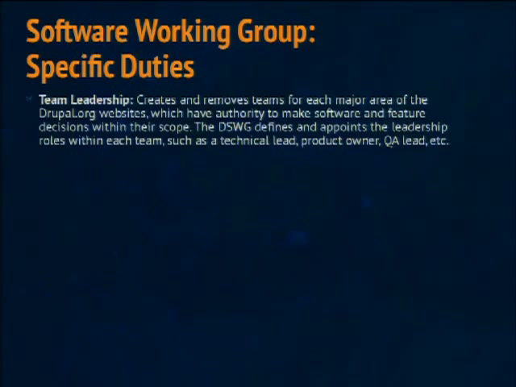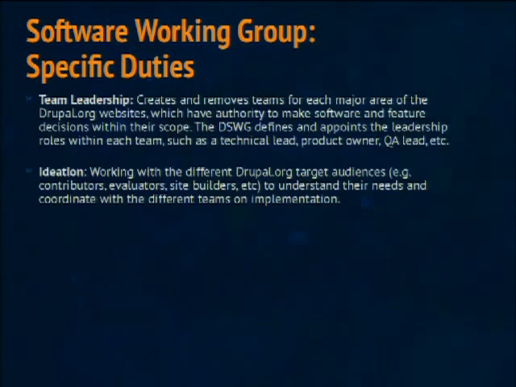The working group is to create and remove teams for each major area of the websites and have the authority to make software and feature decisions within the scope. So those teams will be empowered in their areas. Defining and appointing leadership roles, technical lead, product owner, that's a thing. And that's about having the decision-making process clarified.